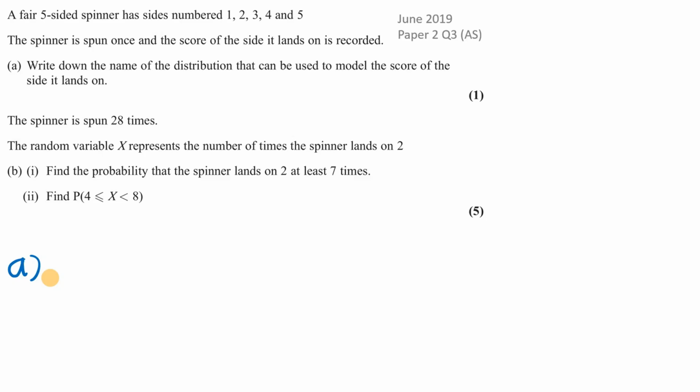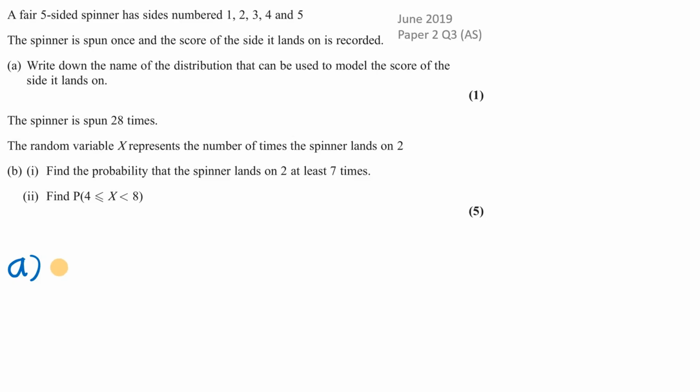Okay, so now we're going to go through some past exam questions, okay? If you want to have a go at any of the questions yourself, just pause the video before I go through the answer, okay? So for this question, we're told a fair 5-sided spinner has sides numbered 1, 2, 3, 4, and 5, and the spinner is spun once and the score of the side it lands on is recorded. And for part A, for 1 mark, we need to write down the name of the distribution that can be used to model the score of the side it lands on, okay?